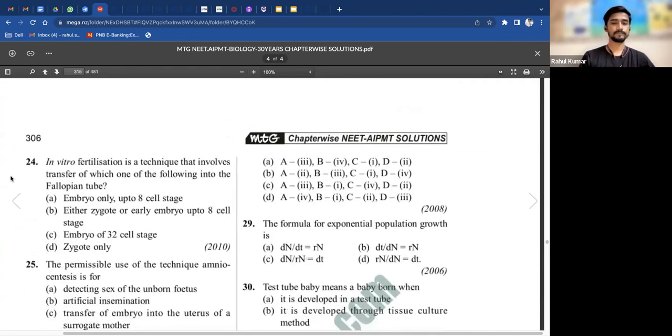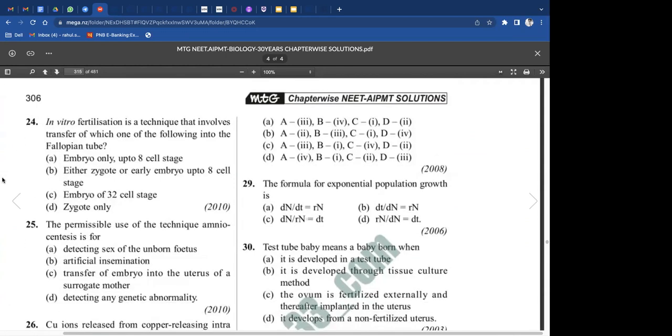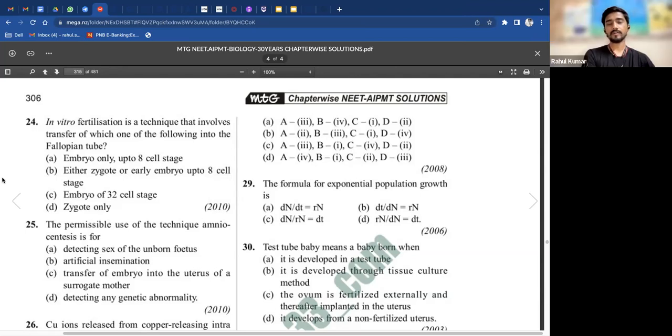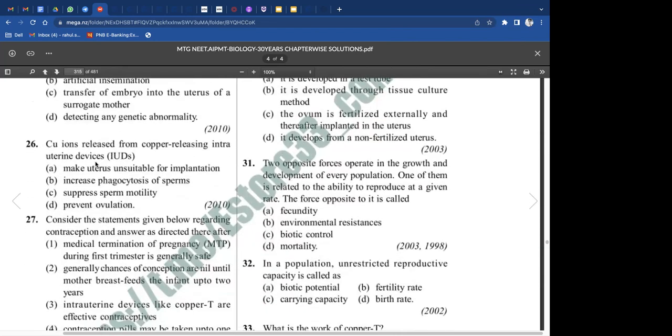Question number 24, read. Fertilization is a technique that involves transfer of which one of the following into the fallopian tube? Embryo only up to 8 cell stage, either zygote or early embryo up to 8 cell stage, embryo at 32 cell stage, zygote only. So D is not the option, C is not the option. Either zygote or early embryo up to 8 cell stage, so option number B. Yes, correct. Both can be placed in the fallopian tube. Most of the times you see just the embryo only up to 8 cell stage, students select it, and it is wrong. Very good.